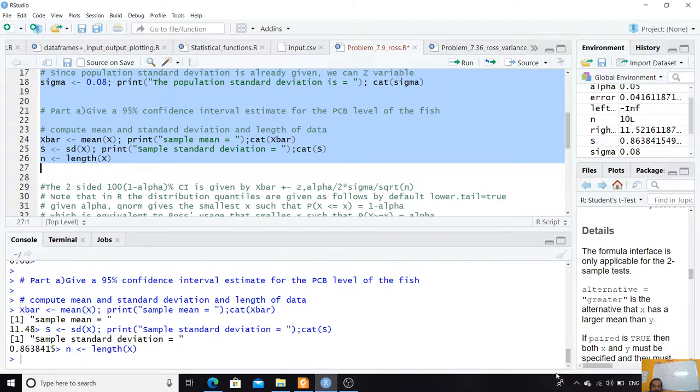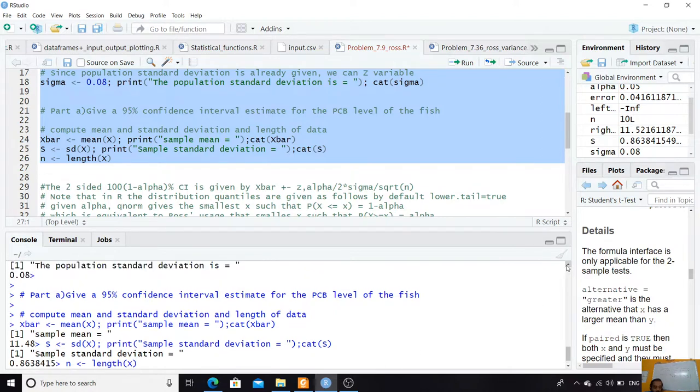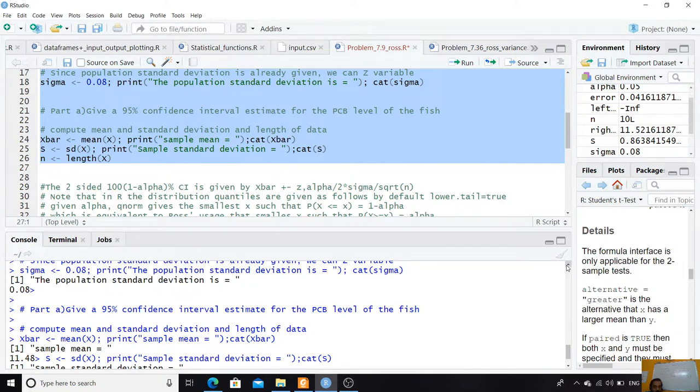If I run it, I get, was there anything on the top? Yeah, so this is a variable I've entered. You are free to use equal instead of this assignment. So you can say sigma is equal to 0.08. So it says the population standard deviation is given as 0.08.